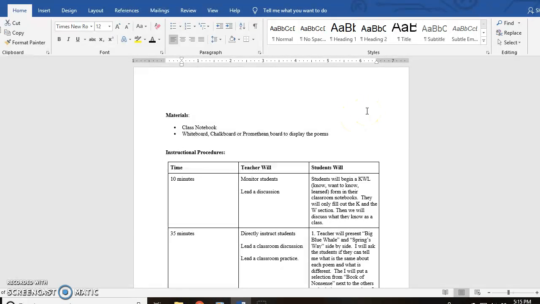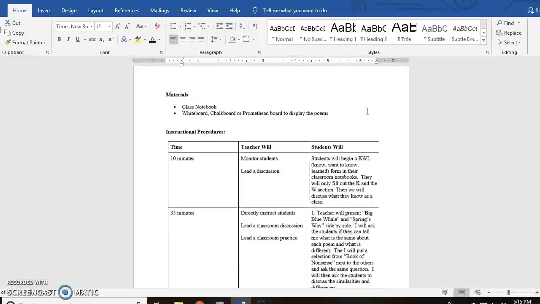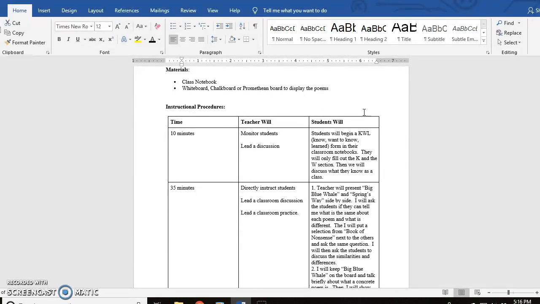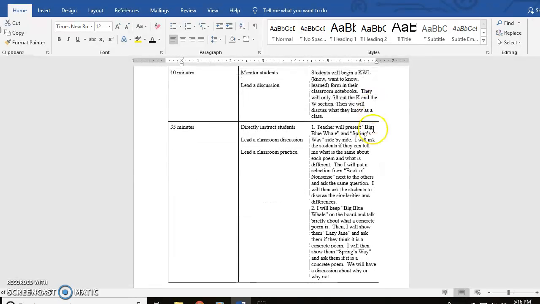The students will begin every class by writing in their class notebook. So this first class, they will be asked to begin a KWL, know, want to know, and learned, about form in their classroom notebooks. But they're only going to fill out the K and the W section. We just want to find out what they know before we dive into poetry. Then after that, we're going to introduce the different types.